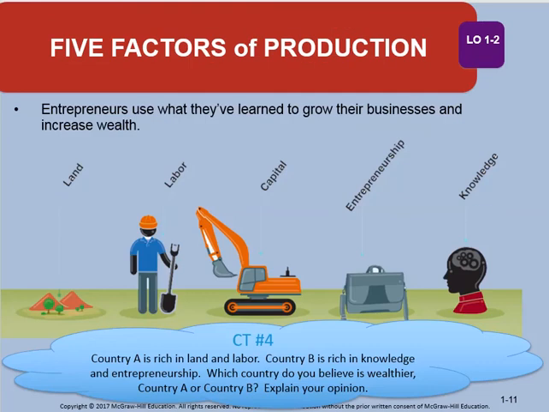In order for an economy to thrive, they need what's called factors of production. So an economy or a society, here in the U.S., you need 5 basic factors of production. That's land, labor, capital, entrepreneurship, and knowledge. You need to have some combination of those 5 in order to thrive as a society. Now, critical thinking number 4 asks us, hey, country A is rich in land and labor. Country B is rich in knowledge and entrepreneurship. Which country do you believe is wealthier, country A or country B? And explain your opinion.